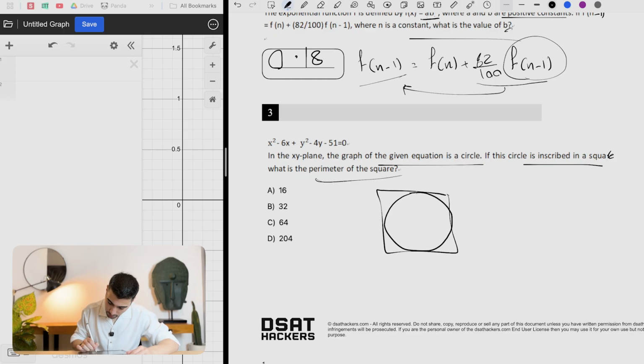Now, if I can find the radius of the circle or the diameter of the circle, then I will find one side of the square, and then we can multiply by 4 to find the perimeter. Now, how can we find the radius? This is not in the standard form.